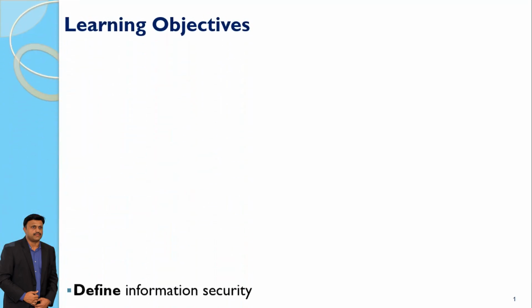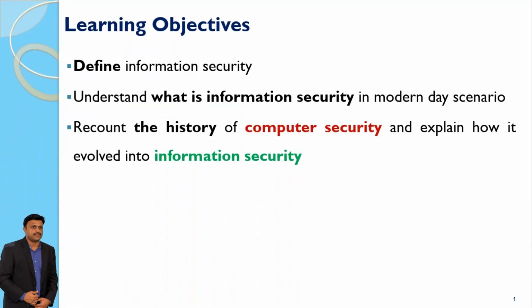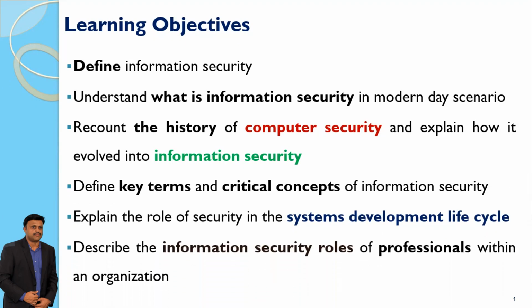Our learning objectives include defining information security, understanding its modern-day relevance, recounting the history of computer security, and explaining key terms and concepts. We will also discuss the role of security in the system's development life cycle and the roles of information security professionals.